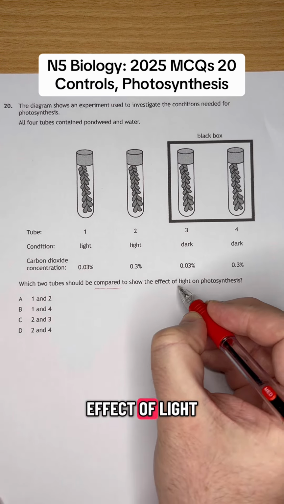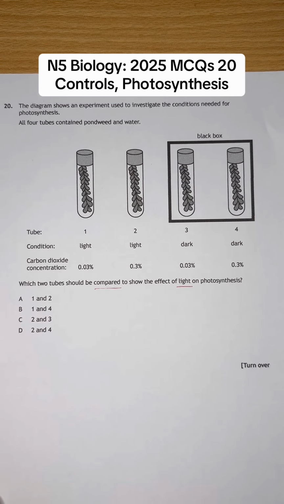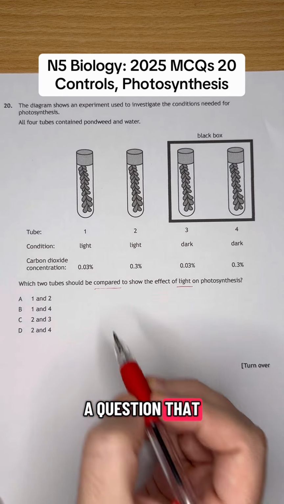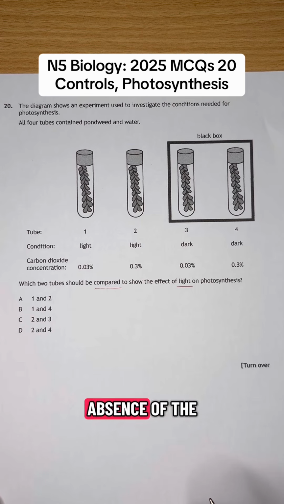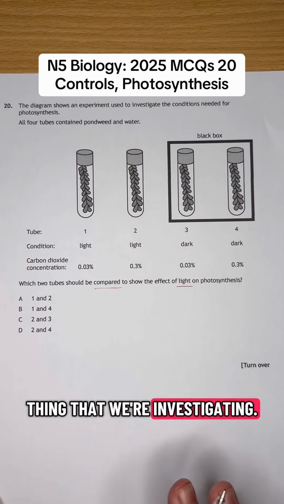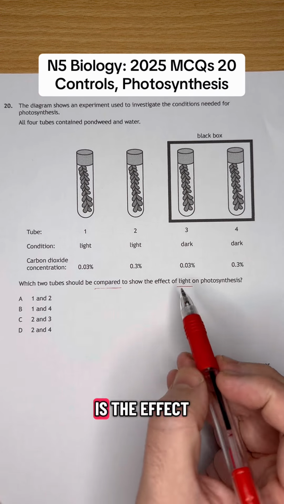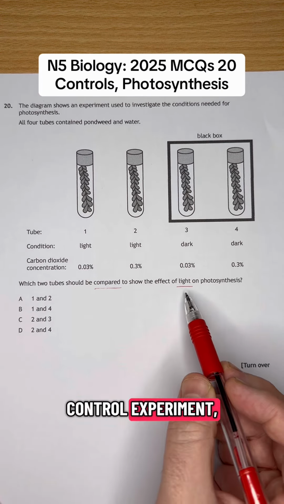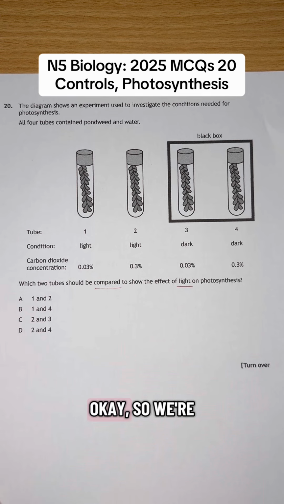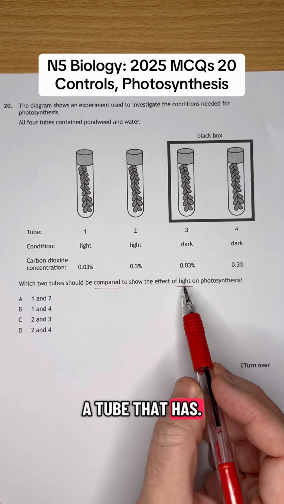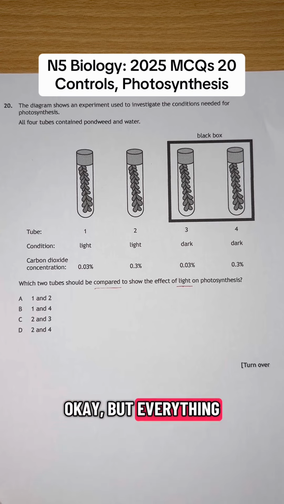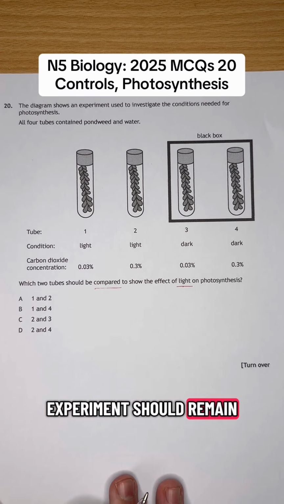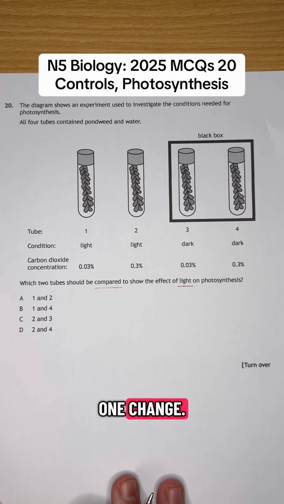Okay, so the effect of light on photosynthesis. As soon as you see a question that talks about comparison, we're thinking about a control experiment, okay? Now, in a control experiment, we have the absence of the thing that we're investigating. So the thing we're investigating is the effect of light. So for a control experiment, we're looking for one which has no light. So we're looking to compare a tube that has light and one that has no light, okay? But everything else in the experiment should remain the same apart from that one change.